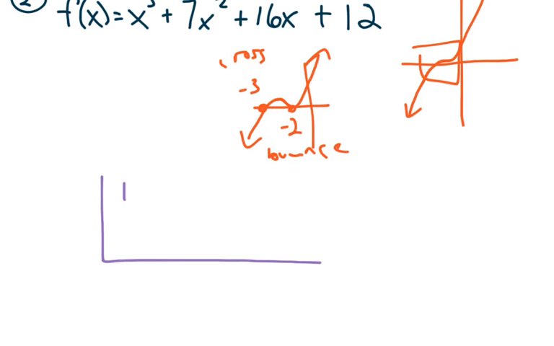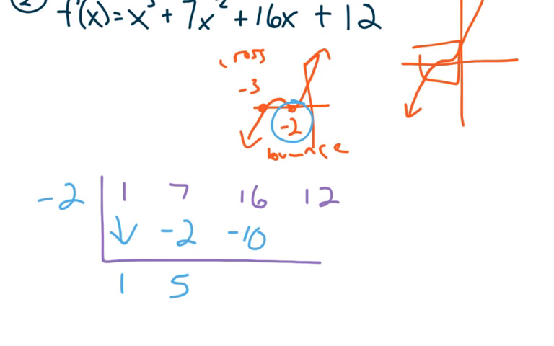So I'm going to have 1, and then a 7, and then 16, and then 12. I'm going to start with negative 2. We'll use the bounce first. Okay, so let's see. Put a 1 there. 1 times negative 2 is negative 2. 7 plus negative 2, or 7 minus 2, is 5. 5 times negative 2 is negative 10. 16 minus 10, or 16 plus negative 10, is 6. 6 times negative 2 is negative 12. Negative 12 plus 12, or 12 minus 12, that is a 0. That works. Okay? So, negative 2 worked once, but it's a bounce, so it's probably going to work a second time.